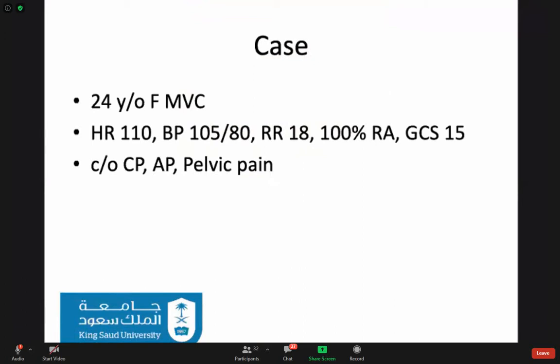We'll start as usual with the case. So basically, you have a 24-year-old female post motor vehicle collision, comes in with the vital signs as you see them, complaining of chest pain, abdominal pain, and pelvic pain. So we receive this patient and this handover from EMS at the bedside. How would you manage this patient?